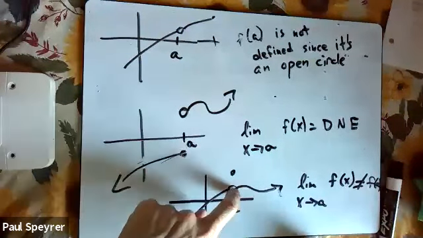The limit does exist though, correct? Why does the limit exist right here? Because if I approach -4 from the left and the right, they both home in on the same y value. But remember, we're not being asked about what the limit is, we're being asked about continuity.